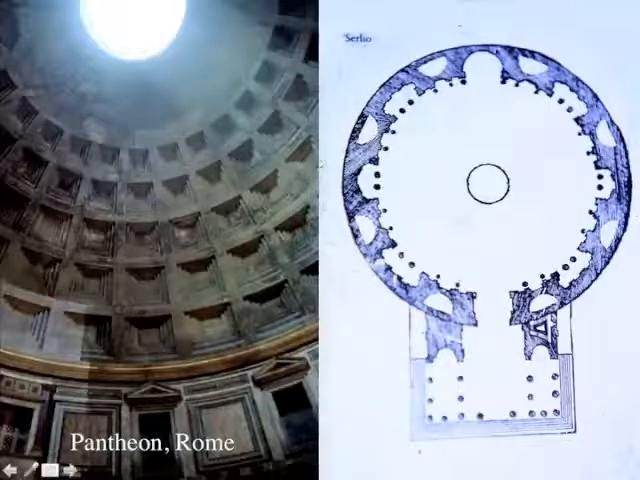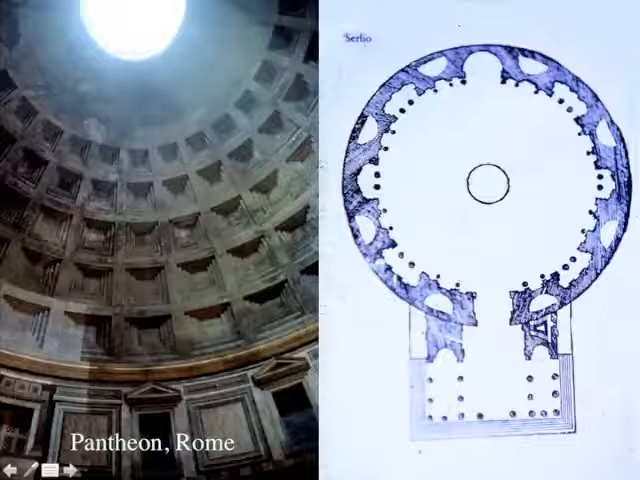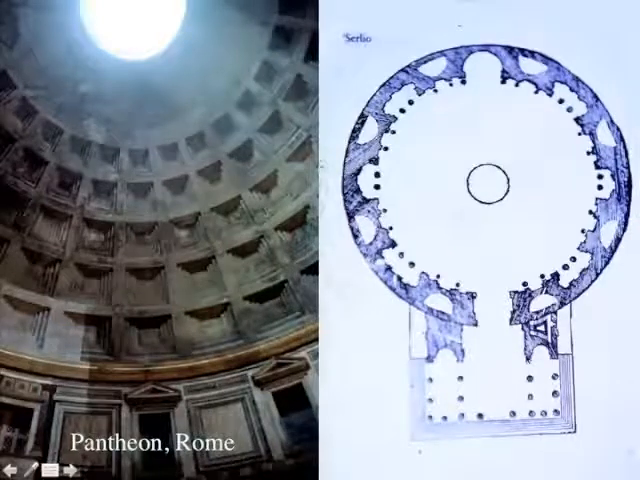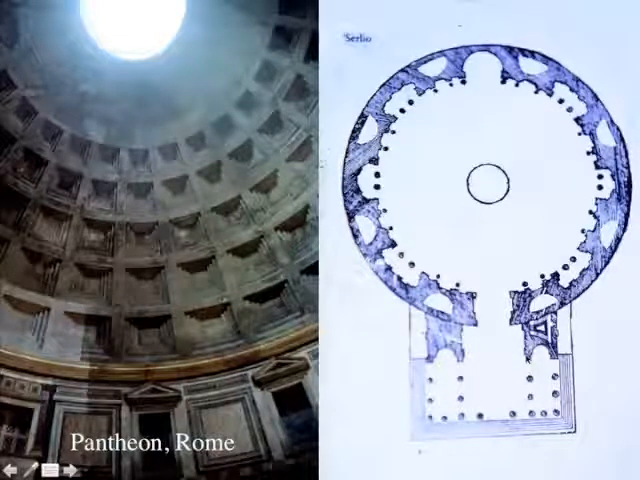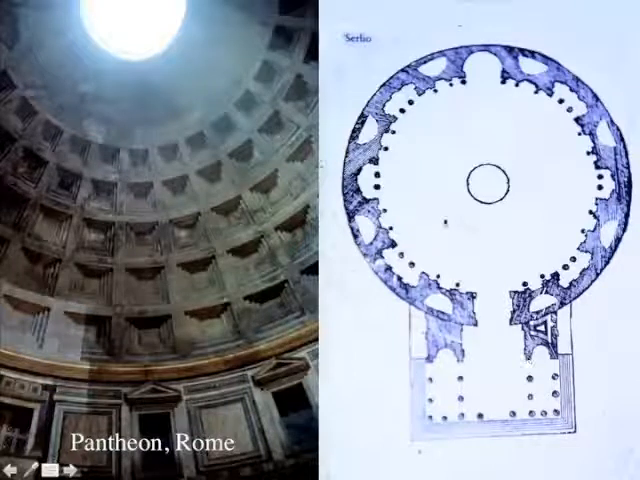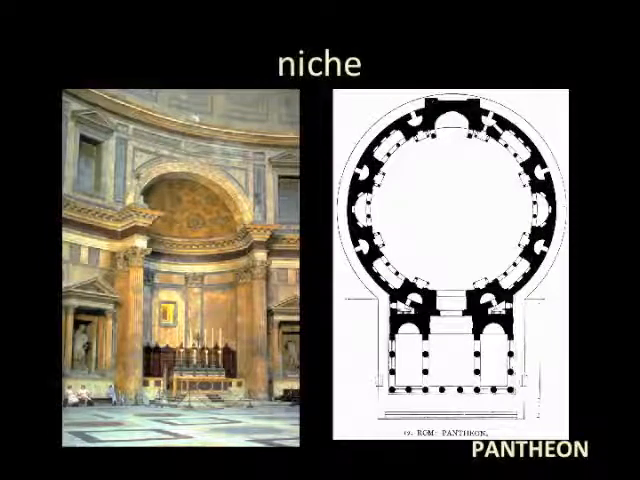Looking at the plan of the Pantheon, you really see how powerfully manipulated the thickness of the wall can be through carving into the pochette. All of these little subtractive spaces are niches in the wall that make it possible to have altars or make it possible to have statues.